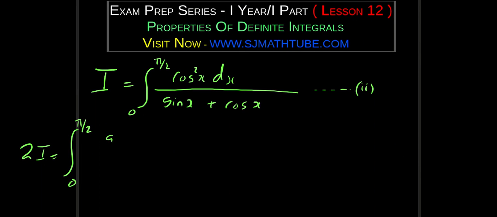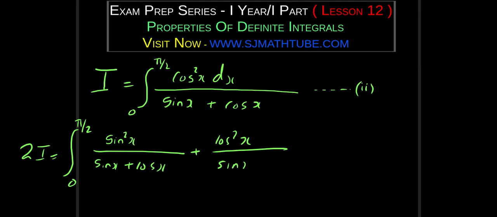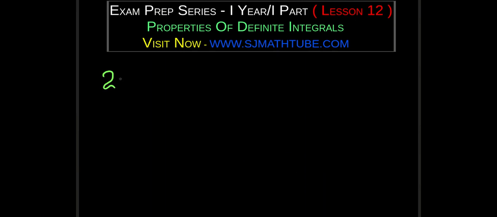Now, I'll do one thing, I'll just write that over here. Sin square x by sin x plus cos x plus cos square x by sin x plus cos x, and finally dx. So look at this, we have a common denominator, and the numerator is sin square x plus cos square x. What is sin square x plus cos square x? 1. So I end up with integral 0 to pi by 2 of 1 by sin x plus cos x.